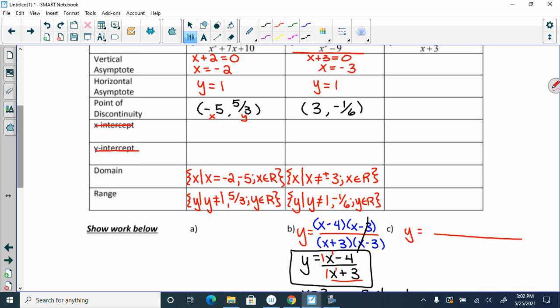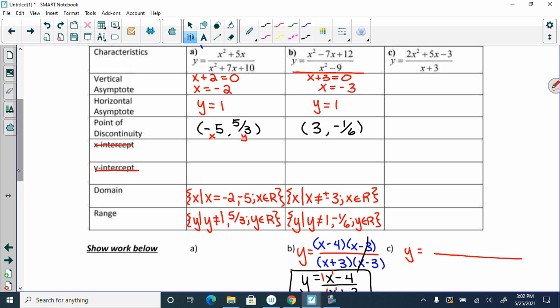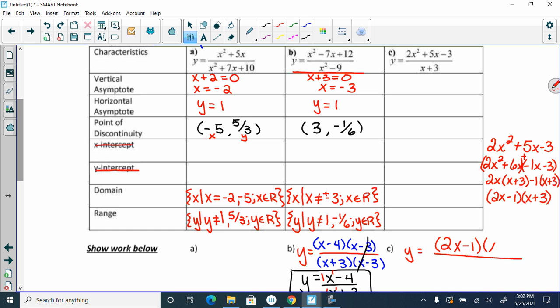Now the last one is actually nicer. So if I go to factor that, off to the side I'm going to factor 2x squared plus 5x minus 3. It's decomp: multiply is going to be negative 6, and add is going to be 5. It's going to be 2x squared plus 6x minus 1x minus 3. Take out a 2x, I'm left with x plus 3. Take out a negative 1, I'm left with x plus 3. So I'm going to get 2x minus 1 and x plus 3 in my numerator. My denominator is x plus 3.